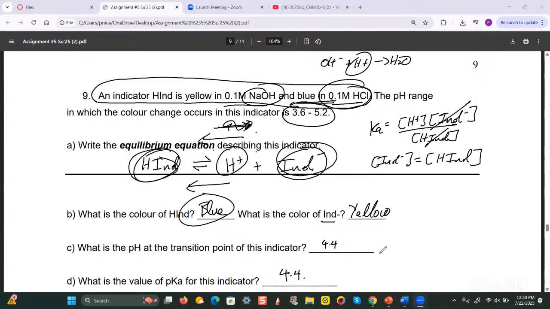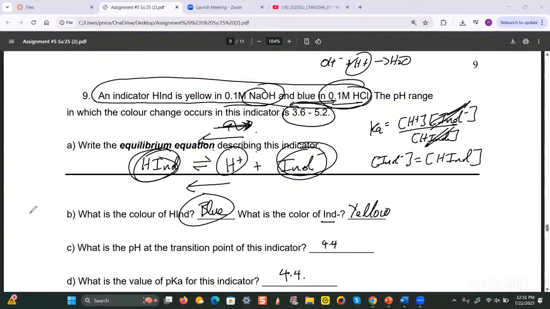All right. So that's the answer for the D part. Any questions about that? Yes, sir. So IND minus equal to HIND, because that's the point where you have the transition from one color to the other, which is smack in the middle of the range that they gave you. So at pH equal 4.4, the concentrations of the weak acid and the conjugate base are the same. And therefore they will cancel out, which means that the pH at that point would be equal to the pKa. So that would be 4.4, all right?